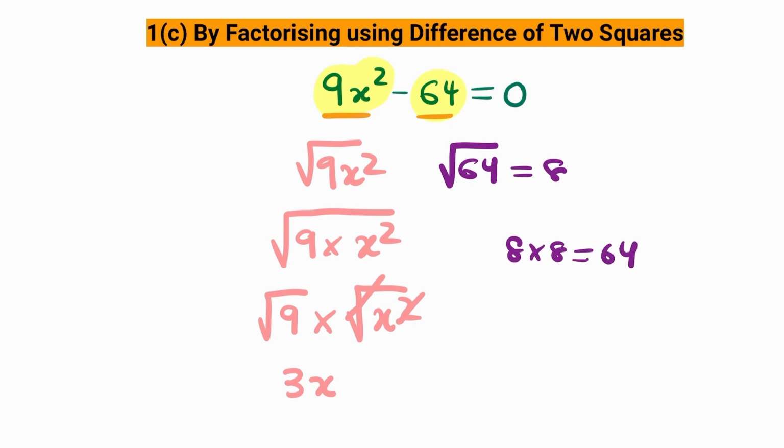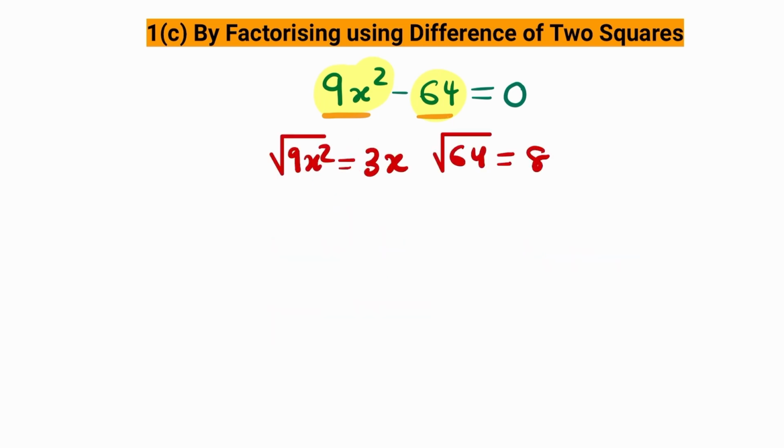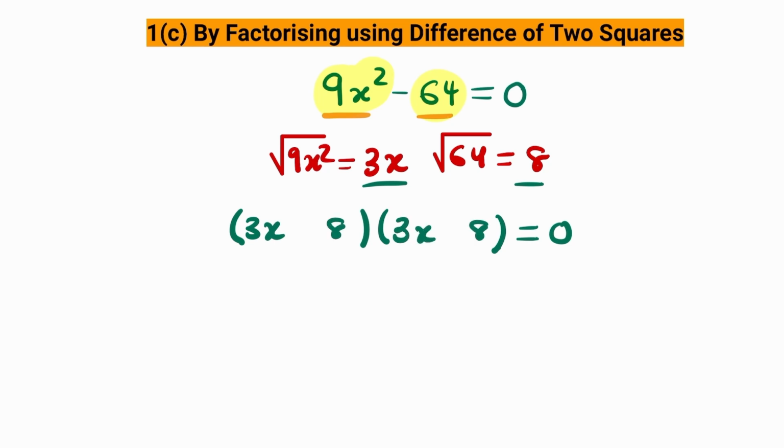Now can you see that 9x squared and 64 are both perfect squares? Since they are perfect squares, it satisfies our first condition as well. So we can use the difference of two squares method. After we have found the square root of each of the terms, what we should do is open up two pairs of brackets like in the previous method, and then put both the factors in each of the brackets: 3x, 8, 3x, 8, like this. And then after that, put a positive sign in the first pair of brackets and a negative sign in the second pair of brackets. After that, we can equate each of the brackets to 0.